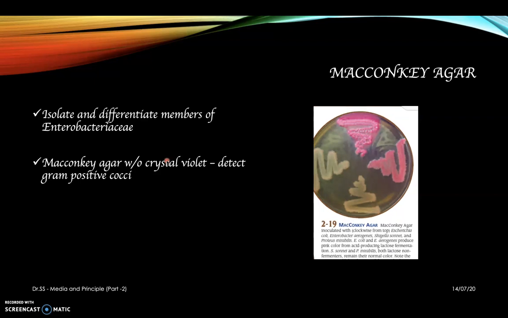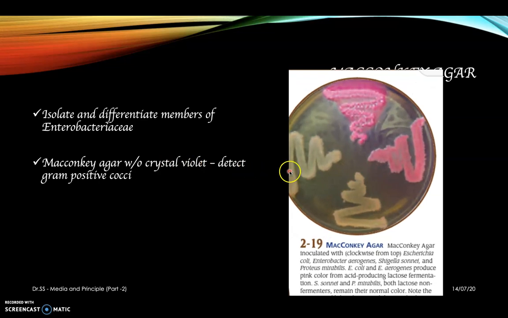Gram-positive cocci especially. So in this we can see, in the clockwise direction, E. coli, Enterobacter aerogenes, Shigella sonnei and Proteus mirabilis. See, these two organisms are able to ferment it and produce these colored colonies, and these are non-lactose fermenters, so they remain colorless.